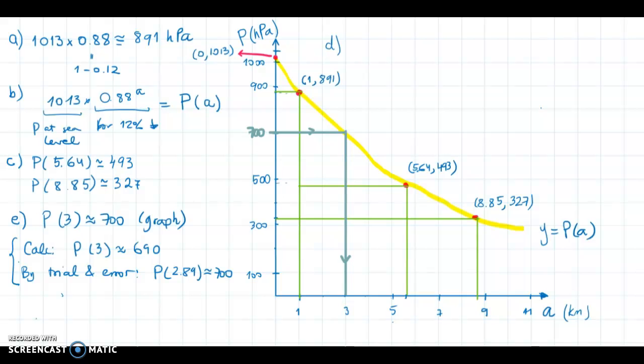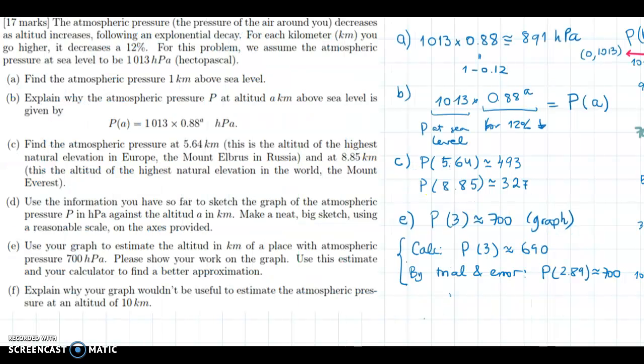I want to quickly comment on the last part of the question. It says we have to explain why the graph wouldn't be useful to estimate the atmospheric pressure at an altitude of 10 kilometers. The information that we have is for altitudes going between 0 and 8.85. So if we try to use the graph for a value that is outside that range, for 10, we will be doing an extrapolation.